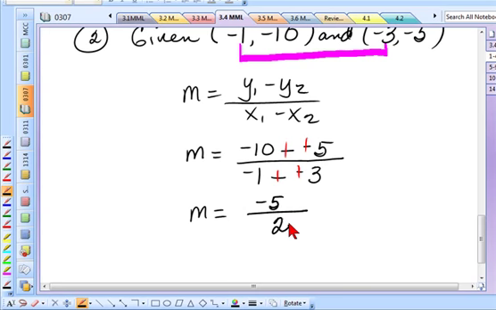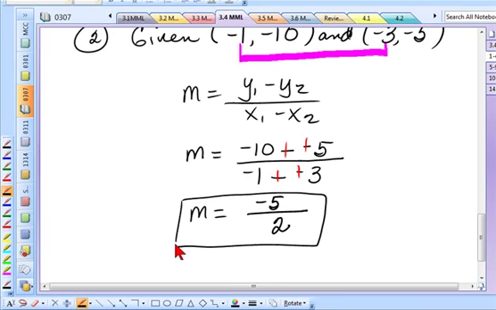Does it divide evenly? No. Done. You would reduce if you could. If you got 10 over 4, you would reduce it to 5 over 2. So it's always reduced, but left improper if necessary. Now this time we got a negative slope. I don't know what that means as it applies to lines, but I'm about to show you.